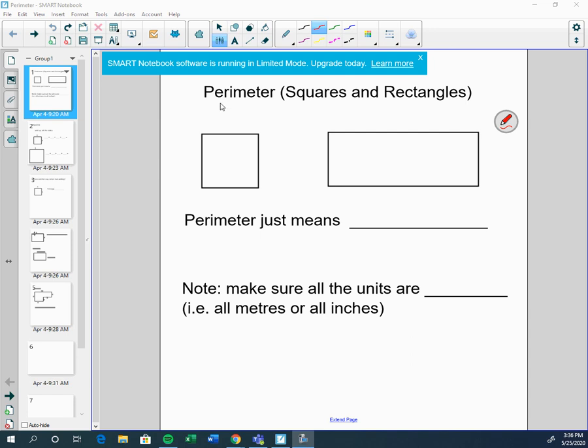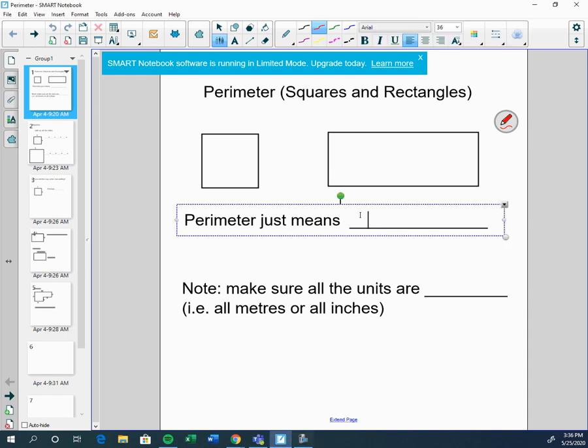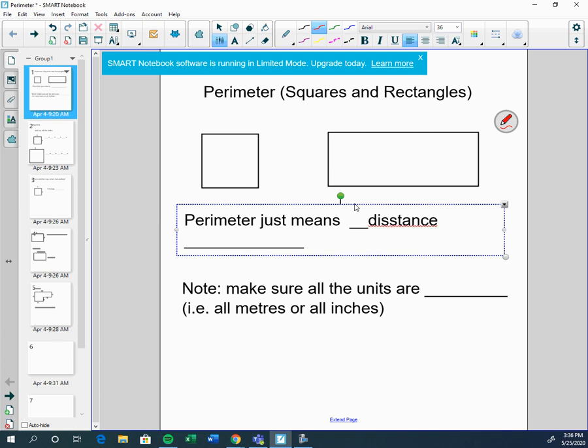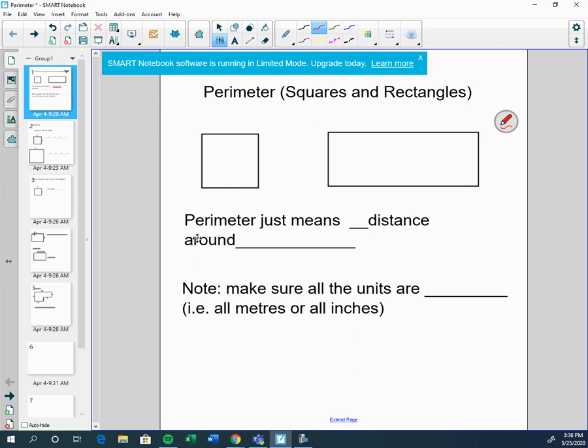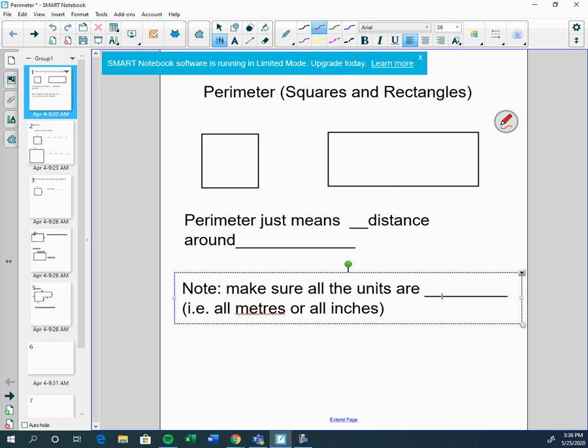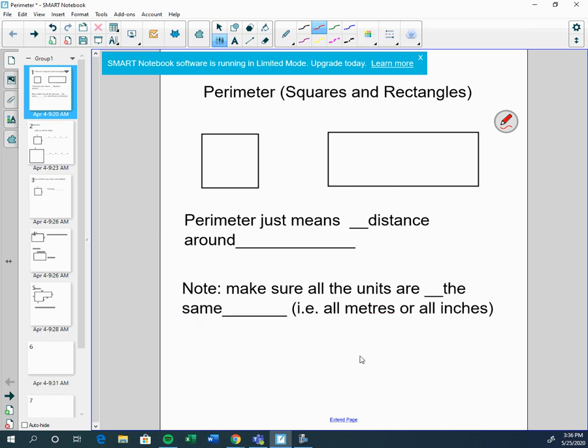Of course, a square has all four sides the same. Rectangles, two sides are the same, and the other two sides are equal to each other as well. Perimeter just means the distance around the object, right? And you need to make sure that all the units are the same. They should all be in meters or all in inches or all in centimeters or millimeters. Just double check to make sure that they are all the same.